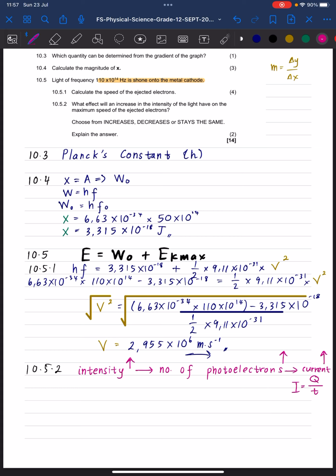So if you have more photoelectrons, more negatively charged things, your charge is obviously more, and so your current will increase. So, to summarize, intensity affects the number of photoelectrons and the current. It does not have an effect on the maximum speed of ejected electrons. The only way that you affect the speed of photoelectrons is if you increase the frequency of your incident light.